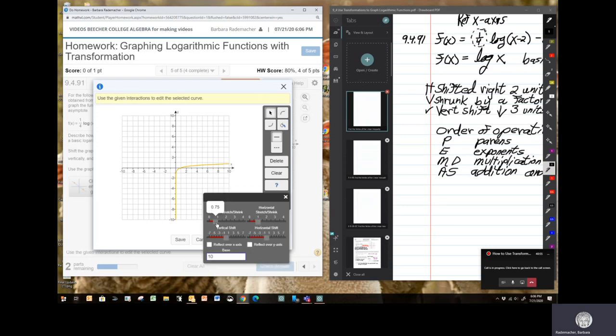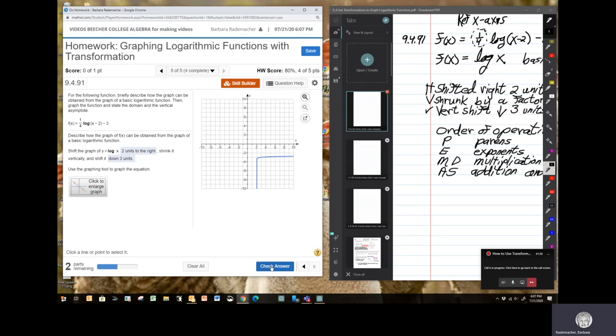Again, vertical stretch or shrink. It's a shrink of 0.25. Vertical shift, down 3. Horizontal shift of +2. And the base is 10, because we don't see the base, we know it's 10. And I'm going to save and catch my breath and check answer. Well done. Finally. Okay, that's the end of this video. Talk to you later.